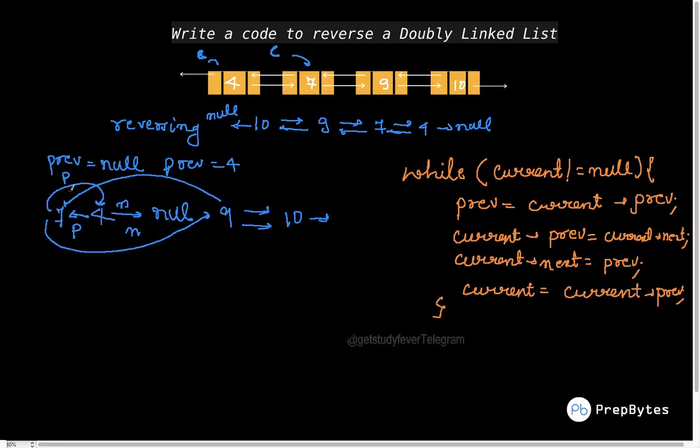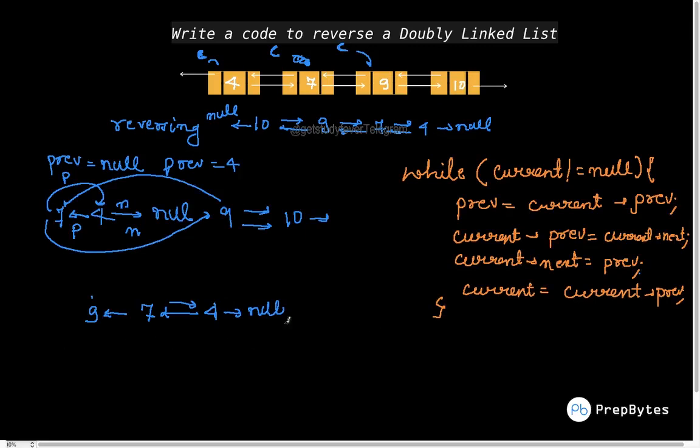Now we have 7. The prev of 7 is now pointing to 9, the prev of 4 is 7, and the next of 4 is null. The next of 7 is now going to change. Current next equal to prev, which is 4, so the next of 7 is 4. And current is equal to current prev, so now 9 becomes my current.